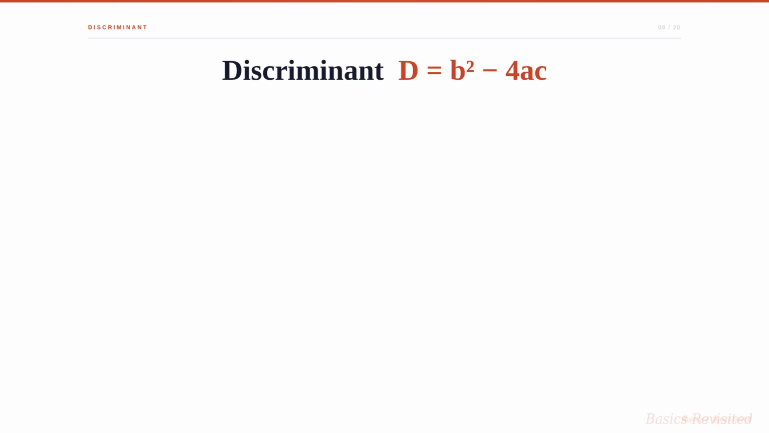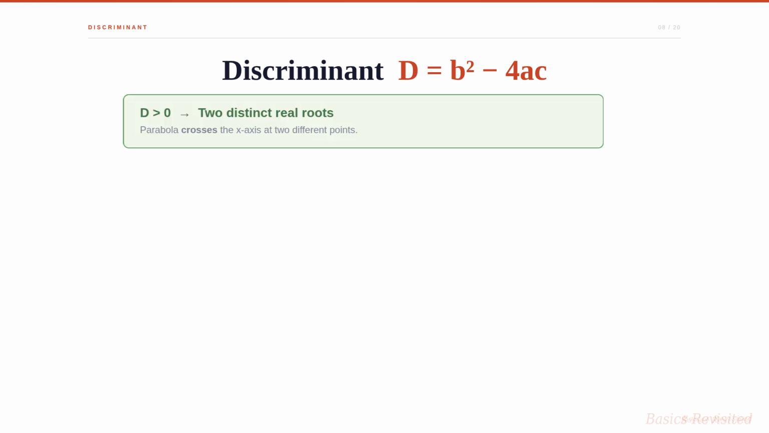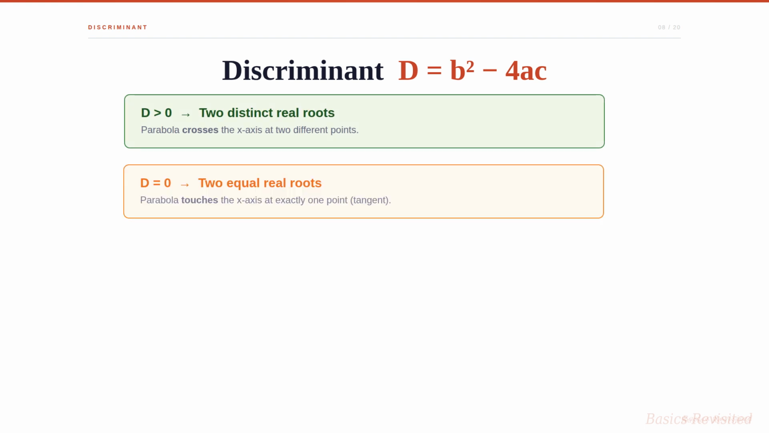The discriminant D equals b squared minus 4ac. There are exactly 3 cases. Case 1, D greater than 0, gives 2 distinct real roots. The parabola crosses the x-axis at 2 different points. Case 2, D equals 0, gives 2 equal real roots. Both roots are the same. The parabola just touches the x-axis at 1 point.